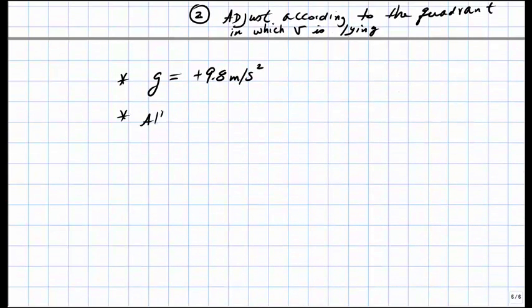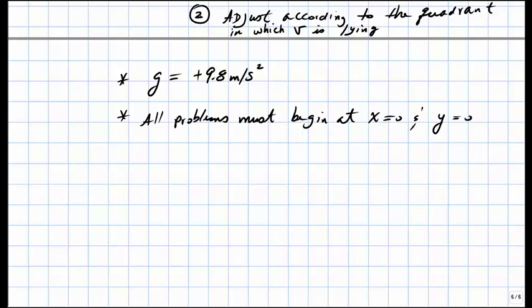Secondly, all problems must begin at x equals 0 and y equals 0. So in the case of the football, wherever it was launched, that's considered to be 0, 0. However, let's say we're launching a package from an airplane that's 500 meters in the air. The location of the airplane now is 0, 0, and the ground is considered to have a negative y coordinate.